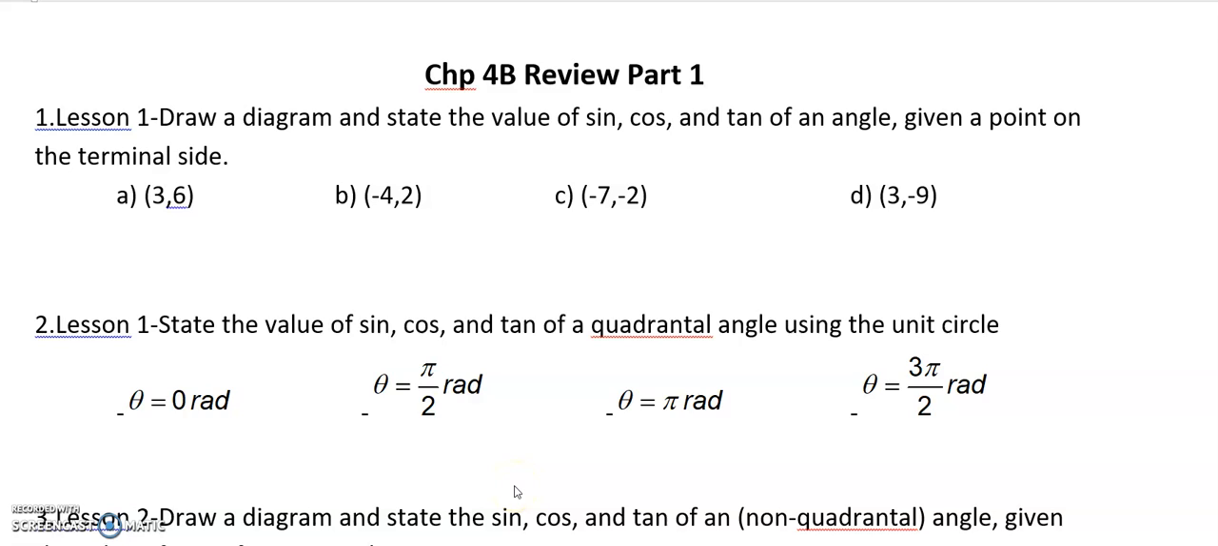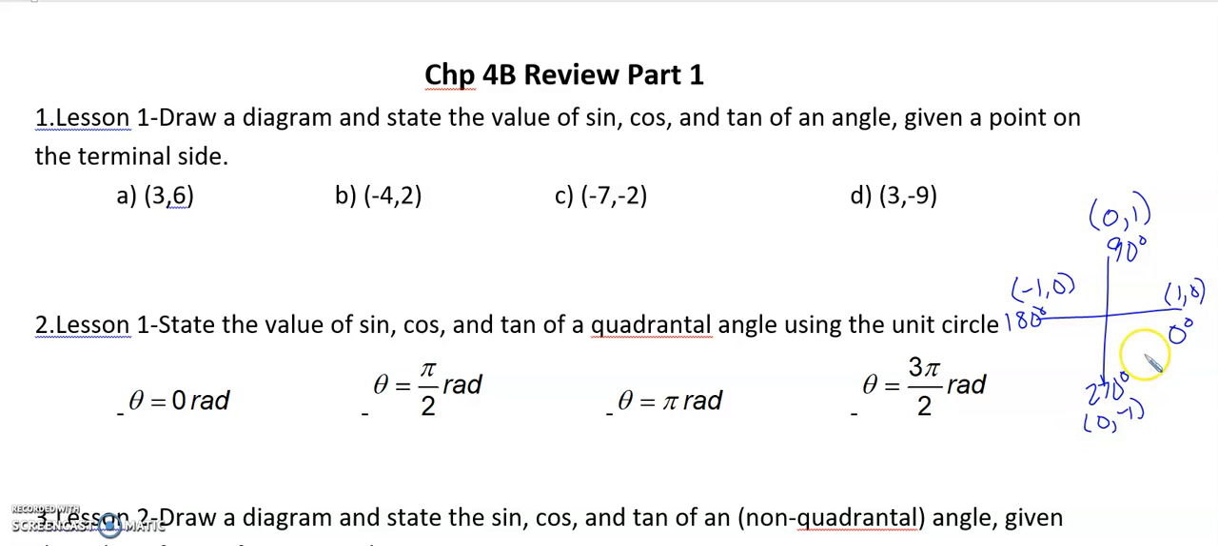So the next section is talking about stating the sine, cosine, and tangent of quadrantal angles. And so remember we named all of our quadrantals. 1, 0 was at 0 and 360. 90 degrees was 0 and 1. 180 was negative 1, 0. 270 was 0, negative 1. And these are our unit circle values for the angles that are on the coordinate, on the axes. Okay, so we're just going to look at this one.